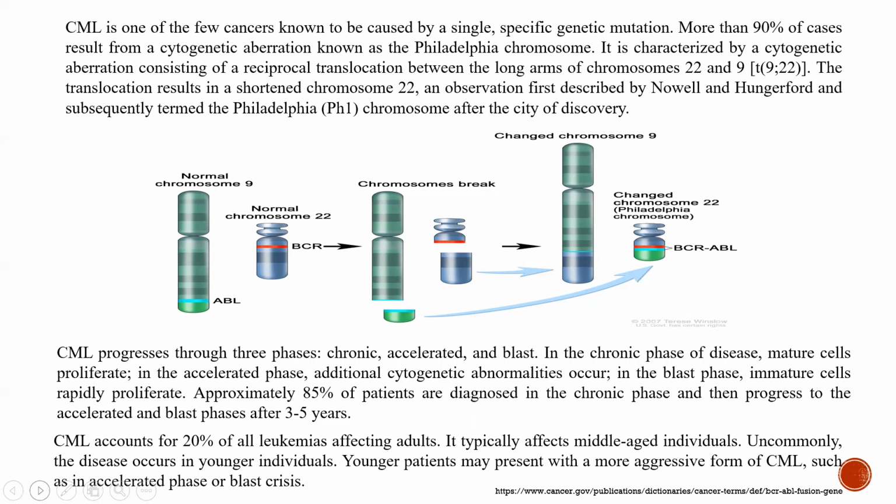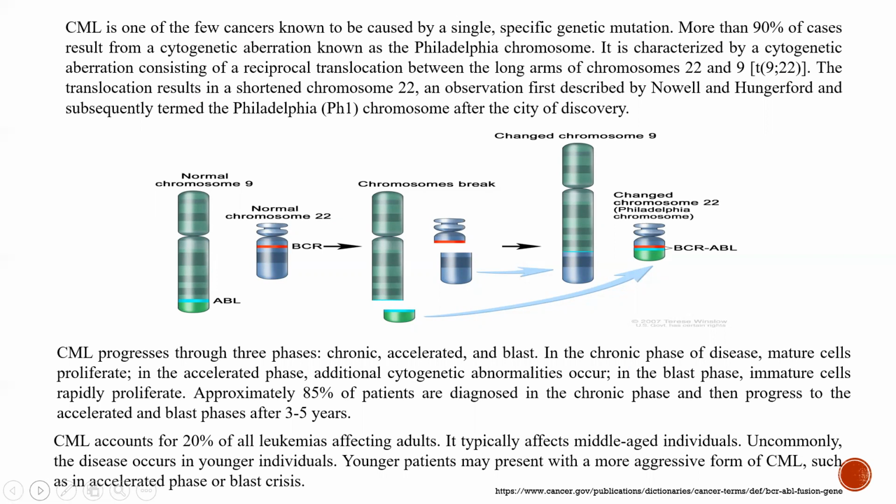Chronic myelogenous leukemia progresses through three phases: chronic, accelerated, and blast. In the chronic phase of the disease, mature cells proliferate. In the accelerated phase, additional cytogenetic abnormalities occur. In the blast phase, immature cells rapidly proliferate. Approximately 85% of patients are diagnosed in the chronic phase and then progress to the accelerated and blast phases after 3 to 5 years.